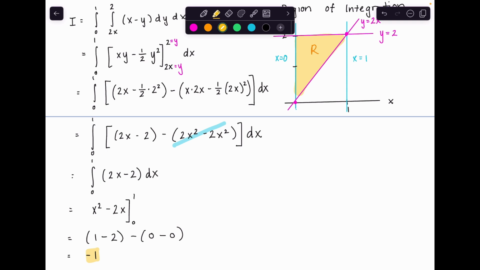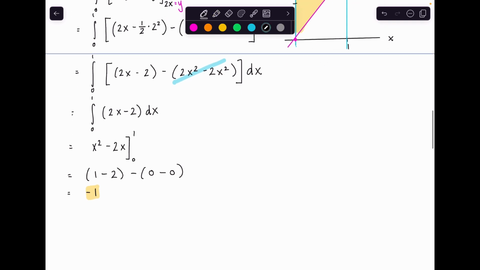So what I want to do now is I want to do the same thing, but I'm going to switch the order of integration. So instead now, let's integrate with respect to x first.